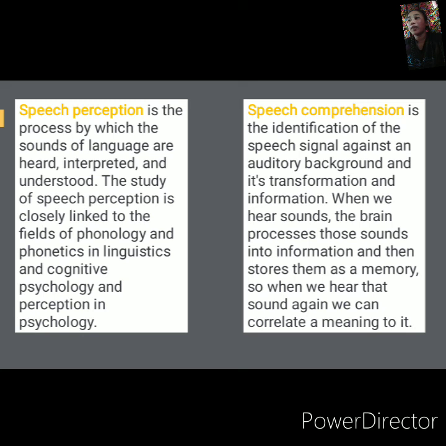It is the identification of the speech signal against the auditory background and its transformation into information. When we hear sounds, the brain processes those sounds into information and then stores them as memory. So when we hear those sounds again, we can correlate a meaning to them.